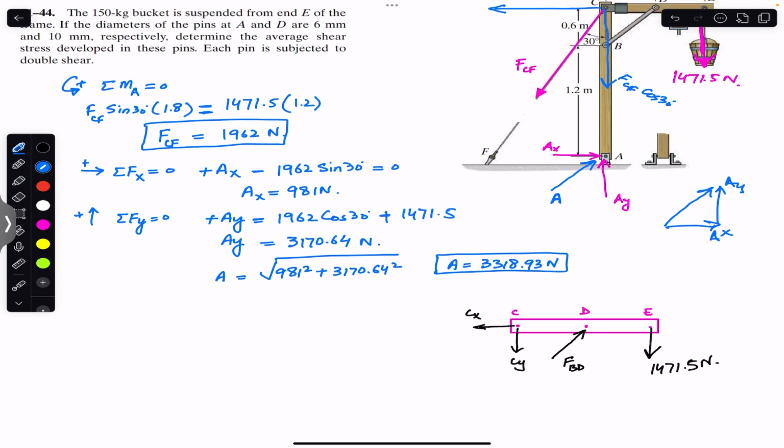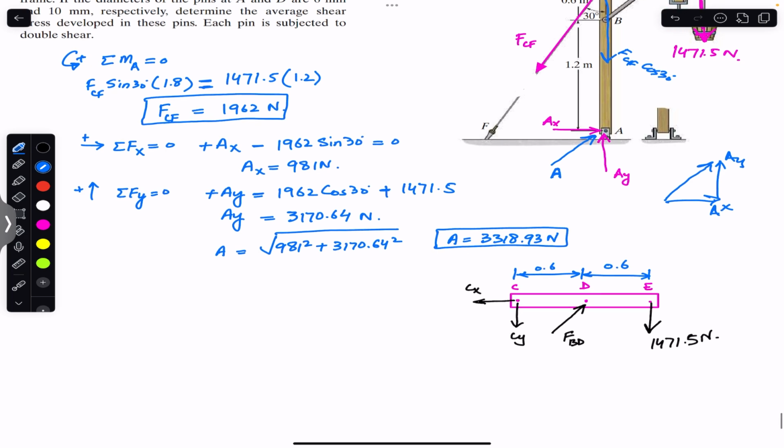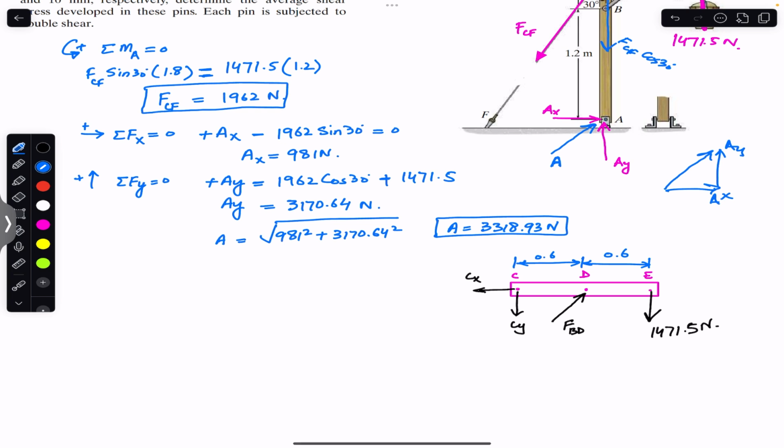These distances are, from here to here, this is 0.6, and from here to here, this is 0.6. Now we want to find FBD, right? Once we find FBD, this will be the force on the pin at point D, since we want to find the shear stress on the pin which is located at D. If we apply the sum of the moment for this free body diagram about point C, that must be equal to 0. Counterclockwise moment is assumed to be positive.